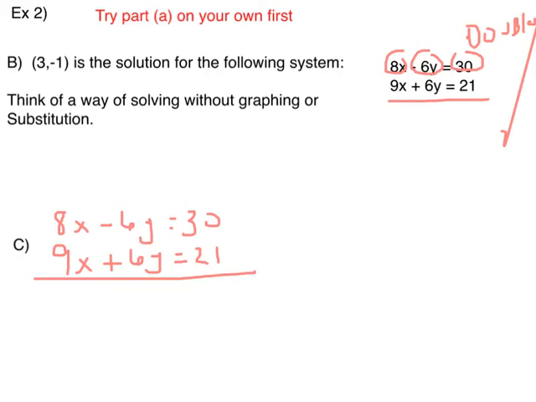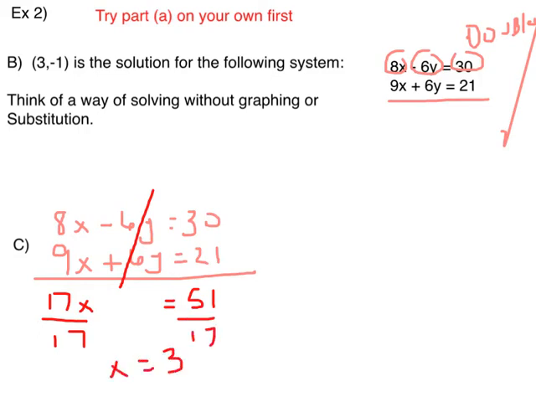And you are correct if you said that the y's would cancel. So if I cancel the y's, you add together, you get 17x here, and that's going to equal 51. And then you divide by 17, both sides, and x will turn out to be 3. So there's part of our answer, 3.